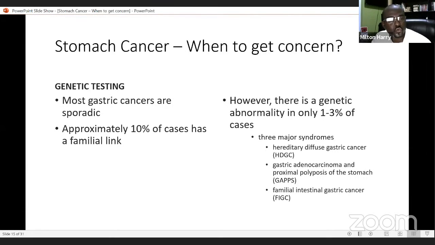So as we mentioned, there are 2 common risk factors, one being H. pylori, the second one being a family history. Even though most gastric cancers are sporadic, meaning that they will occur without a family history, there are approximately 10% of cases with a familial link, meaning you'll find that within the family. In only about 1 to 3% of cases, we'll detect a gene mutation. So there will be a genetic link to this cancer. However, up to 10% of them will run in the family.